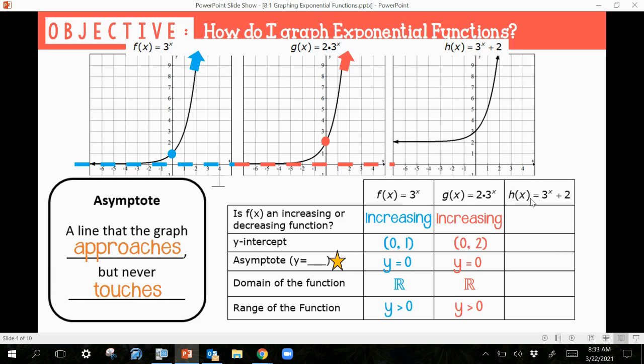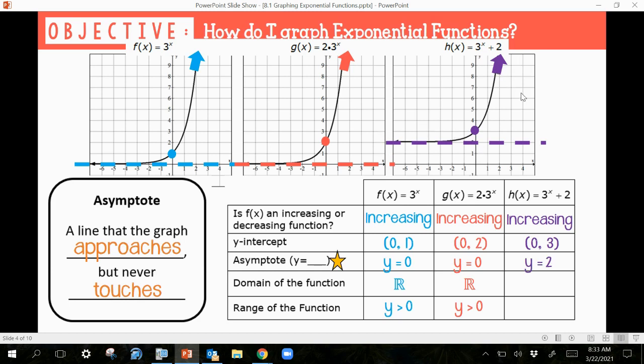All right, our last graph up here is h of x equals 3 to the x plus 2. So the difference here is that now we're adding 2. So our graph, it looks like it moved up. So is it still increasing or is it decreasing? Still increasing. Our y-intercept moved to 0, 3. Our asymptote, all right, so here it's flattening off right here. So if I drew that dotted line right here, where would I hit on the y-axis? At 2. So the asymptote will be y equals 2.